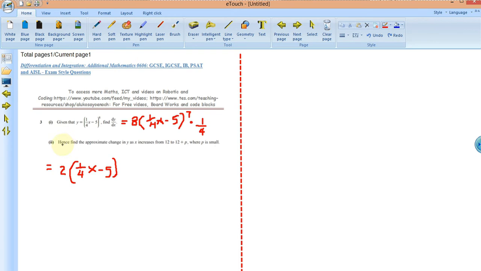Next, hence, find the approximate change in y as x increases from 12 to 12 plus p. So how do we do that, guys? Approximate change. And guys, don't forget that if you want to complete any question on approximation, the first thing is to go ahead and differentiate the function. And thank God that's what we did in the first question. So I'll just continue from here now. So you go ahead and differentiate the function first. So dy over dx.